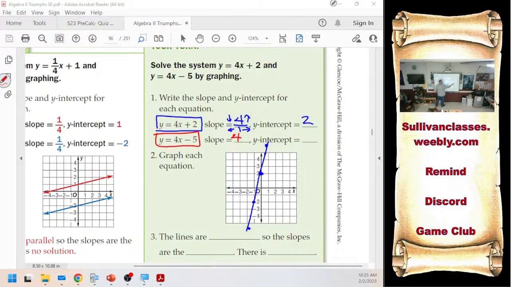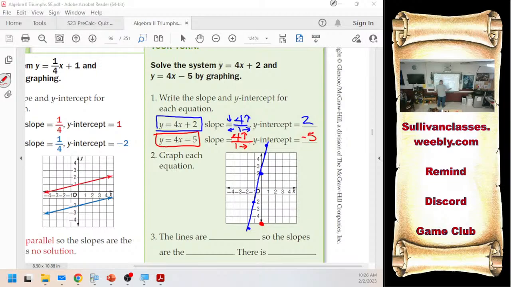Slope is 4, y-intercept is -5, dot at -5, right on the map edge. And so, wait a second. The slope's 4. Again. Oh. So, do we already know what my answer is going to be without even graphing this? No. Because if the slopes are the same, they're parallel.